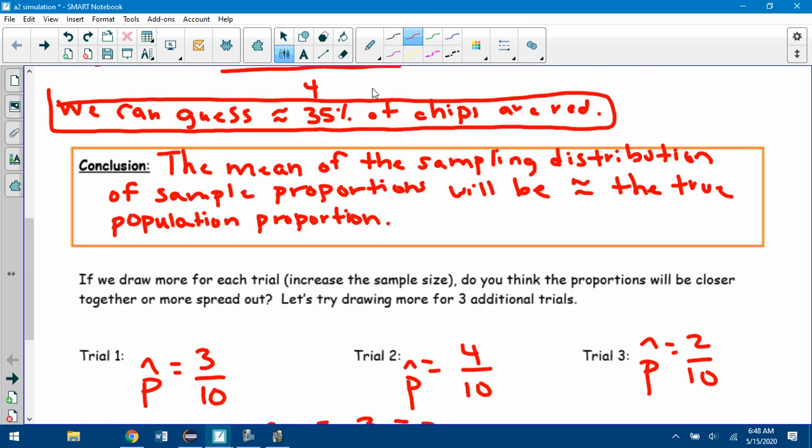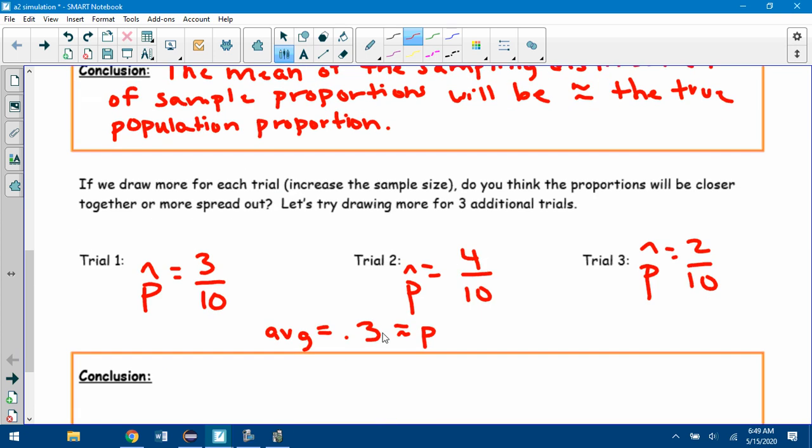Now up here, we said about 35% of the chips are red. Now, about 30% are red. And in actuality, a quarter of them were red, 25%. So increasing the sample size made the results closer to the actual true value.